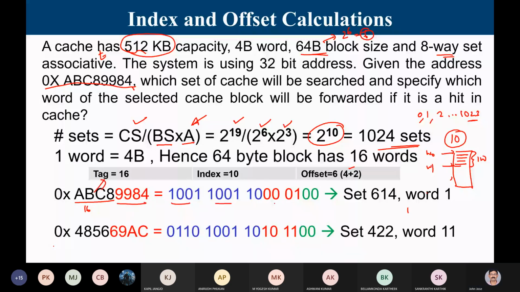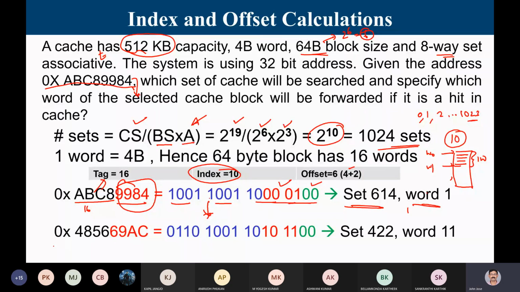Out of it, 10 bits will indicate the index. I am expanding only the red portion. And the next 4 bits will tell the word number, and the last 2 bits are going to be the bytes. So if you expand this, you get a value 614. And what is the word number? Word number 1. So if this address is coming to the cache, cache will split tag, index, and offset.